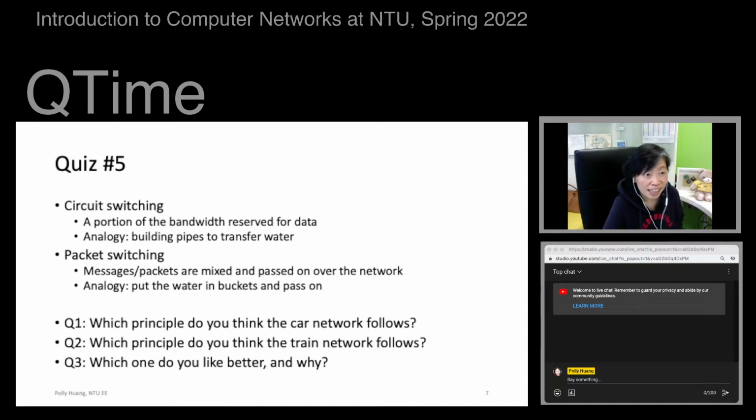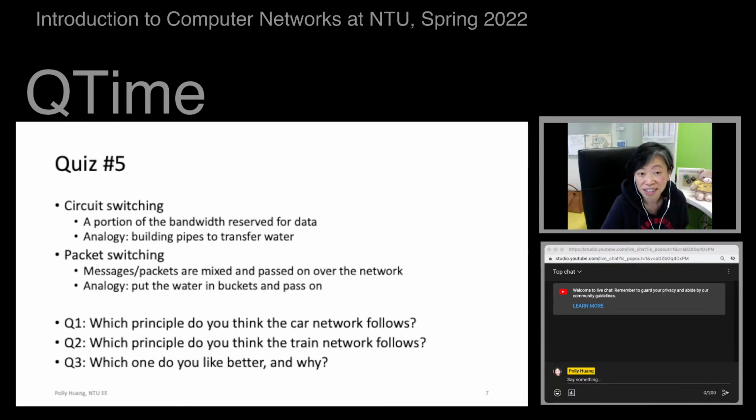Good. And this brings us to the last part of the lecture today, quiz number 5. Let's try to make choices also. Circuit switching, as you heard, you reserve a portion of the bandwidth strictly for a connection of data. It's almost like when we are transferring water through pipelines. So there is a dedicated pipeline from the top to the faucet, allowing water to go through.